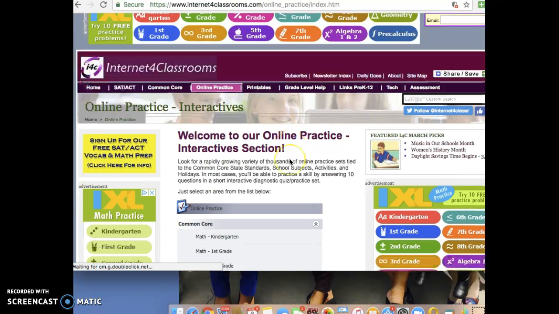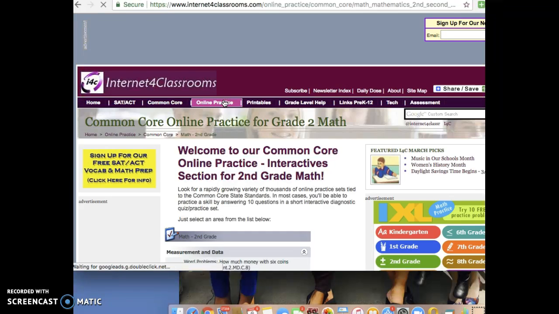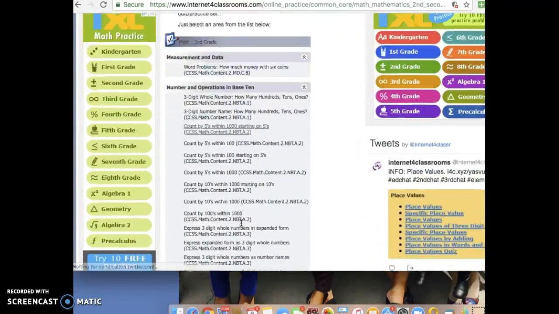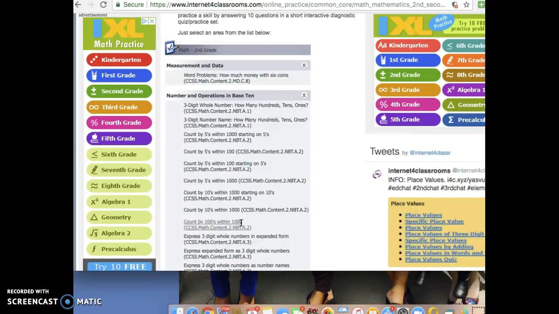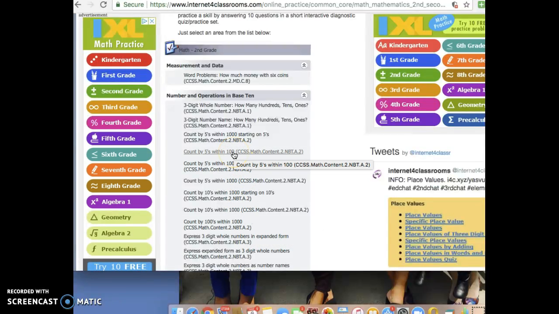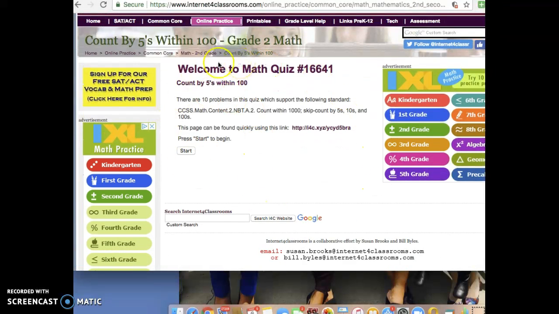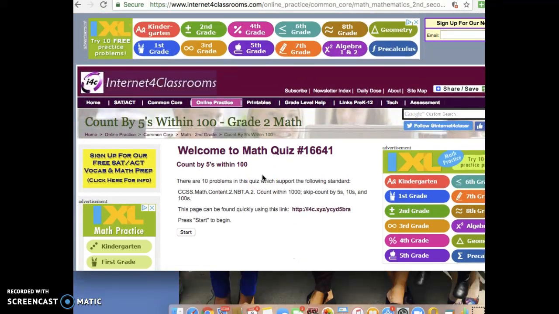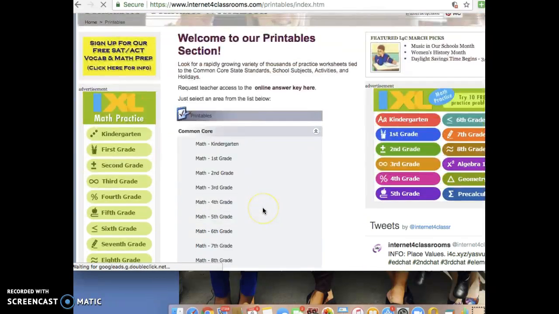Didn't have anything printed today. It gives you your grade levels, Common Core here. I can click second grade, and then it gives me all my Common Core standards. Let's say I wanted to teach my students to count by fives to 100. I would click here, and it already has an assignment right here ready for me. All I have to do is click start, put the students on it. Constant reinforcement. Okay?